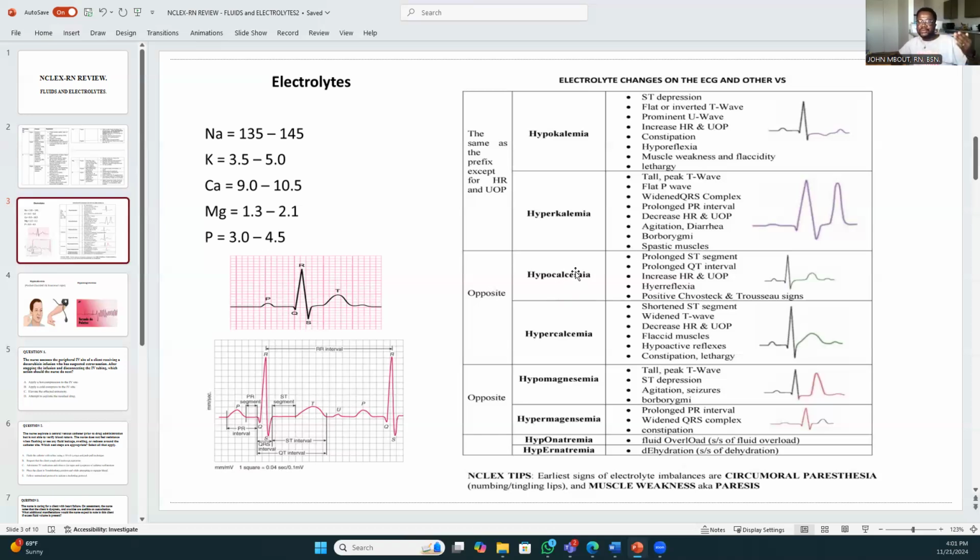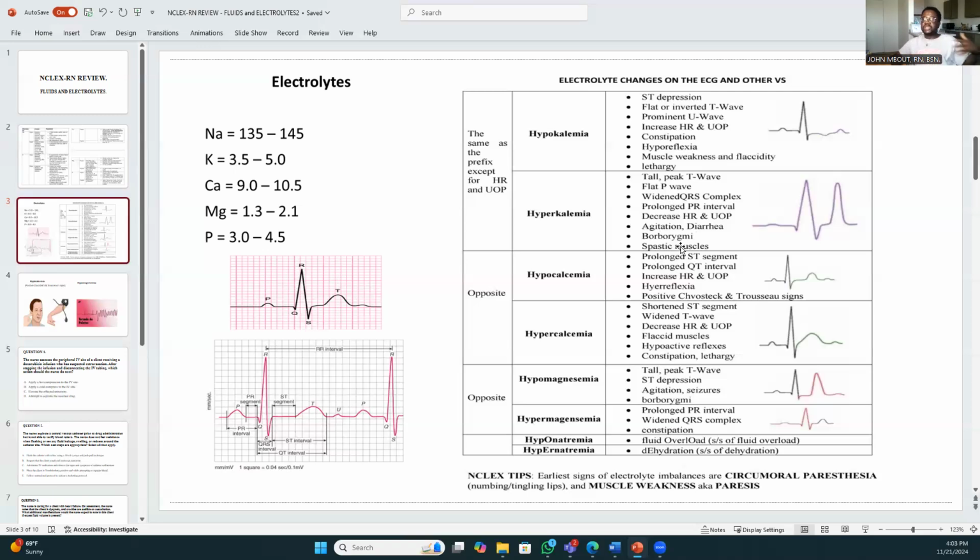Hyperkalemia, increased potassium, everything is up. Tall peaked T wave: you see here, it's very tall. The normal one has a normal curve, but in excess potassium it's very tall, it goes high. So when you see a tall peaked T wave, then it is hyperkalemia.